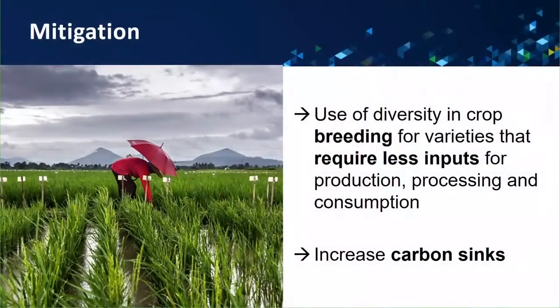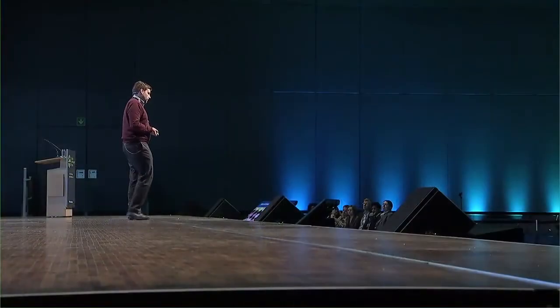It also can play a role in mitigation. Use of diversity in crop breeding for varieties that require less inputs is an obvious one. And you can even think about ways to design production systems that act as carbon sinks. Perennial crops is a great example there, where you actually create carbon sinks in agriculture.